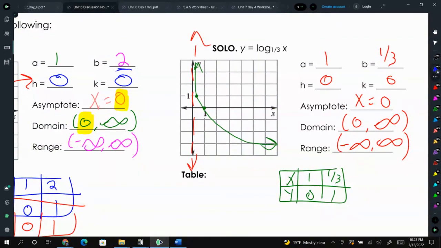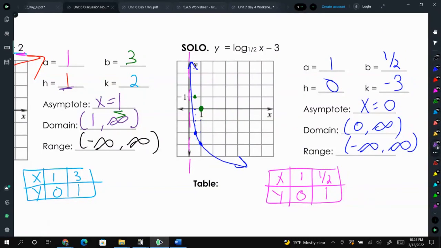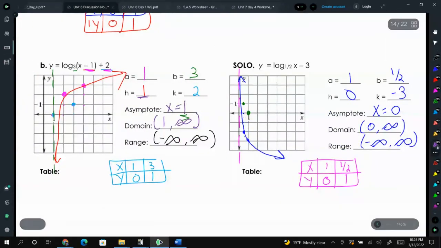All right, so here is the graph for the first one. Notice how the shape looks a little bit different than our other one. That is because of this 1/3. So it's okay that your graph looks like this. And then down here is a different base, a base of 1/2, and then we are shifted down 3. So this is what your graph will look like.